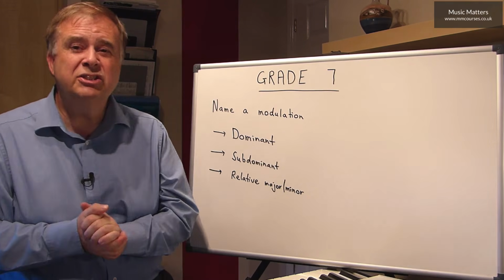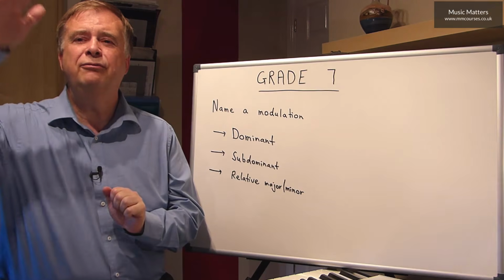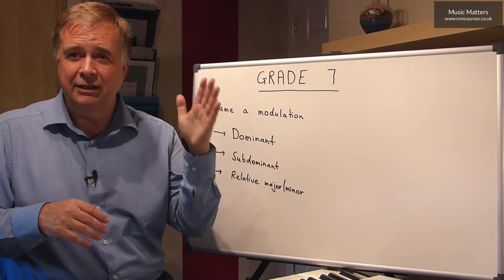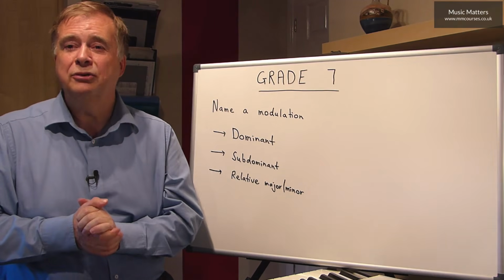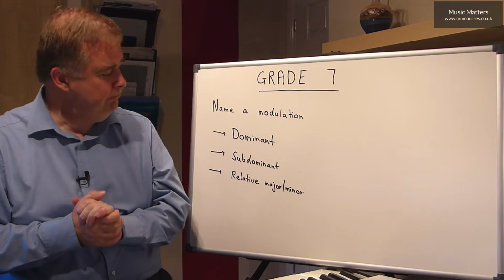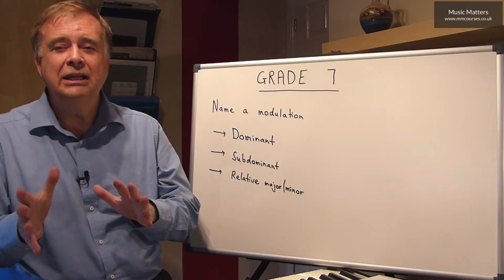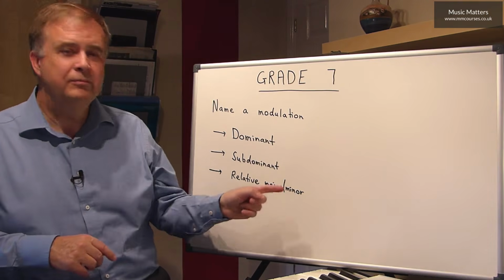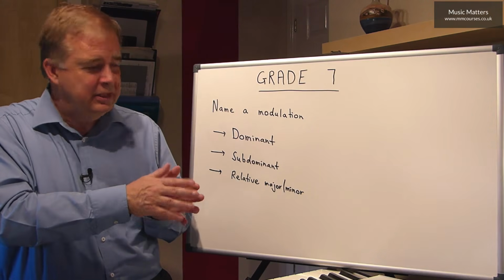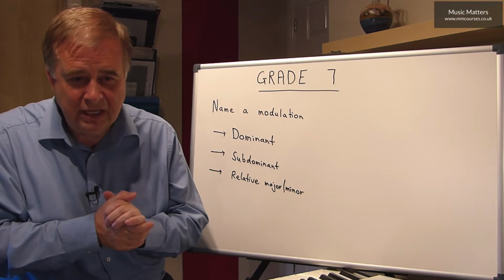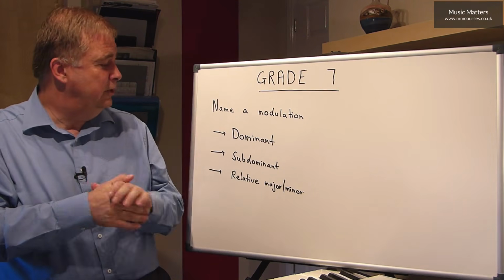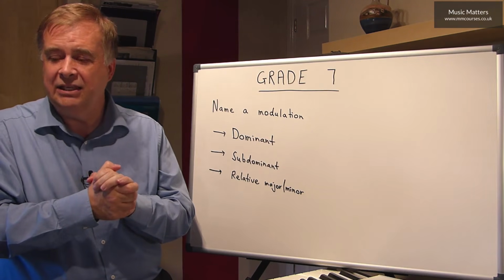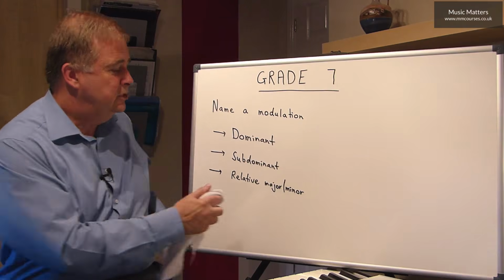If I've modulated to the subdominant, then I've gone to the 4th key. So if I'm in C, C, D, E, F. If I modulate from C major to F major, I've gone to the subdominant key. And obviously if I'm in a major key, I might well modulate to that major key's relative minor. Or if I'm in a minor key, then I might modulate to the relative major. But in fact, for grade 7, we only have tests that are in a major key.